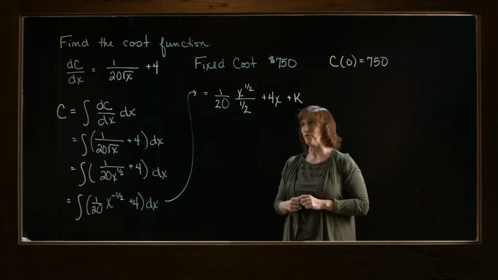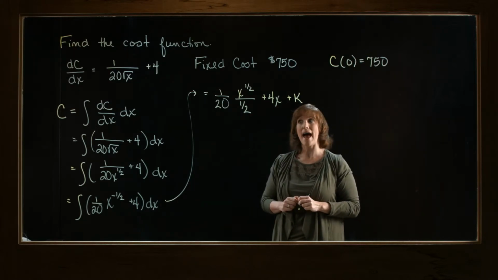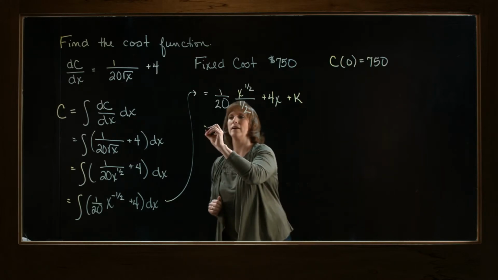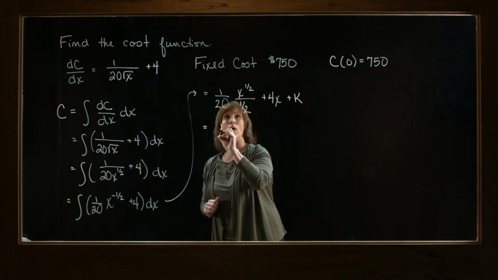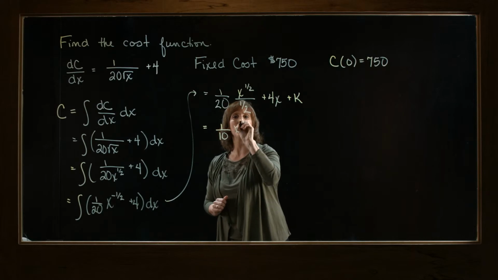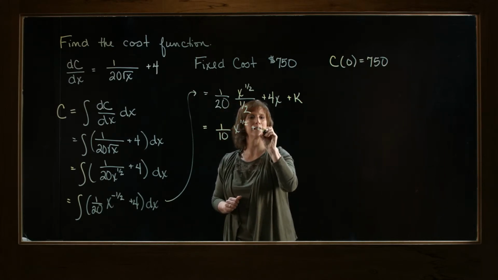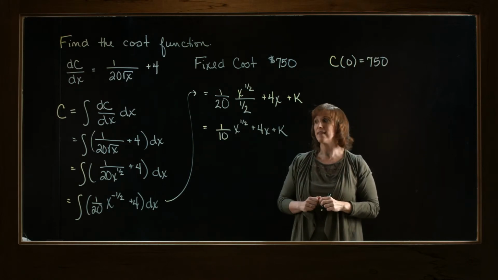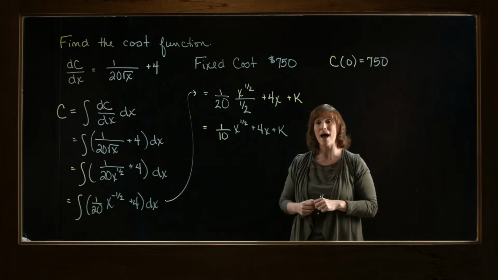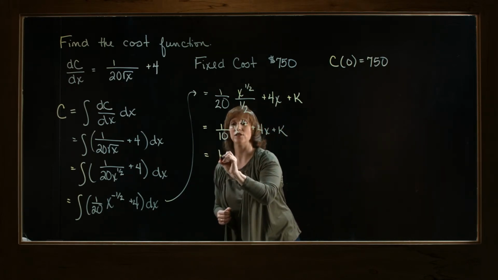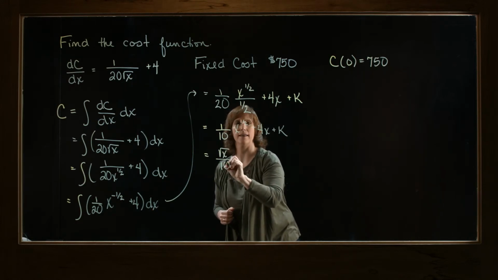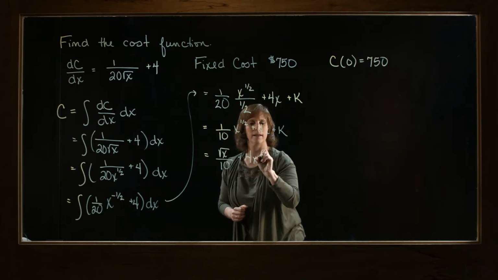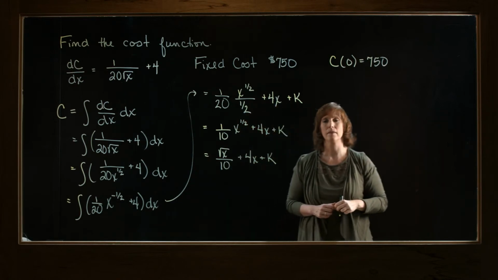Now I need to do a little simplifying. Instead of dividing by 1/2, let's multiply by 2. And that will give me 1/10 x to the 1/2 plus 4x plus k. And if you prefer, you can write that x to the 1/2 back in radical notation as the square root of x all over 10 plus 4x plus k.